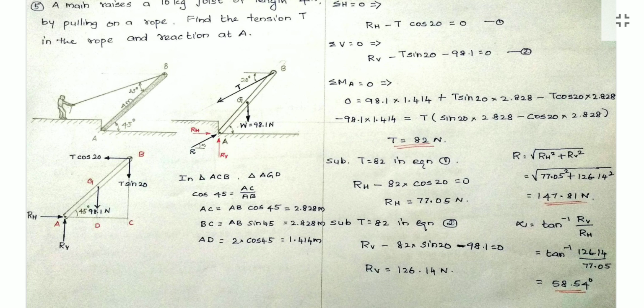So here RV value is 126.14, RH value is 77.5. So I got the value as 58.454. That's all. So here we find the value of the tension in the cable and the reaction of the support. The reaction is acting at an angle of 58.54 degrees.